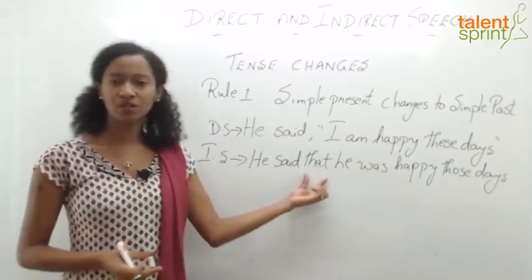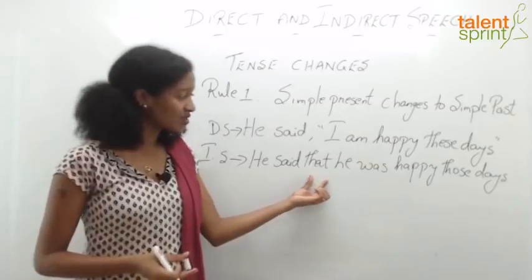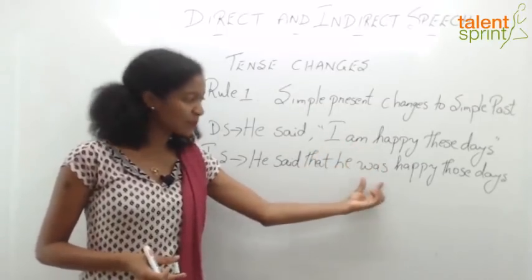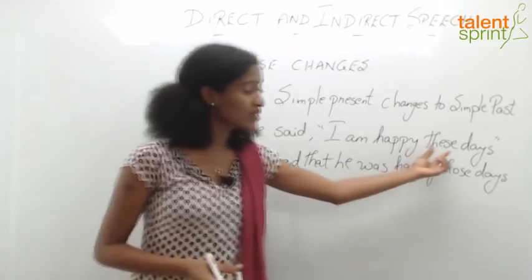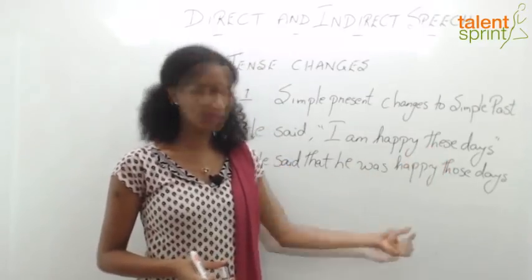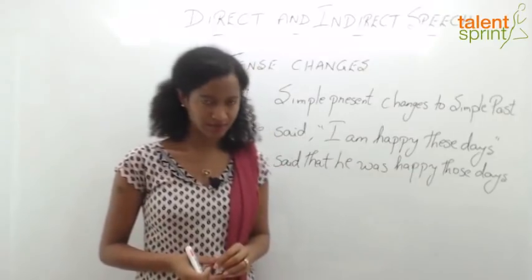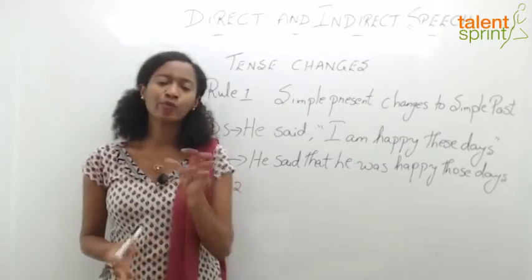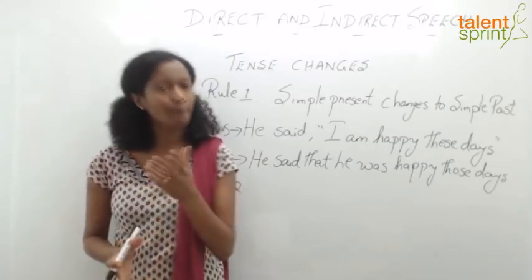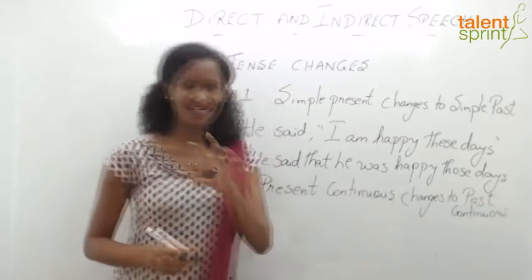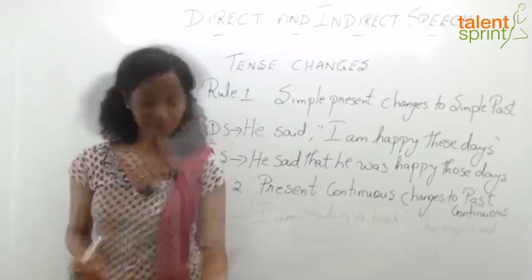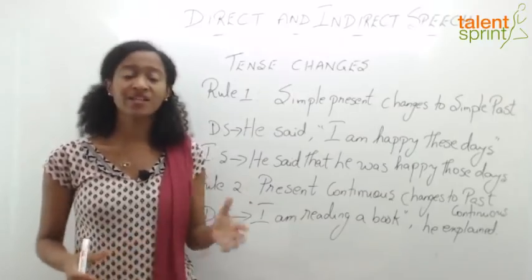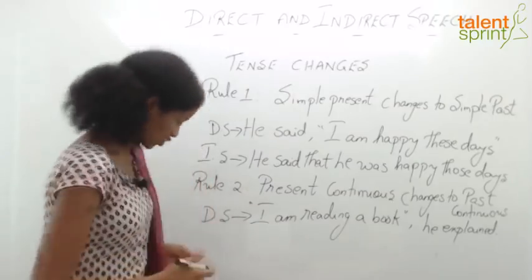So the introduction of the conjunction that, the pronoun I changes to he, the simple present tense am changes to simple past tense was, and nearness in time these is denoted to distance, those. Okay, so let's move to rule number 2. Rule number 2 is where present continuous is changed to past continuous. Let's understand this with an example. So the direct speech is, "I am reading a book," he explained. Now let's change this to an indirect speech.